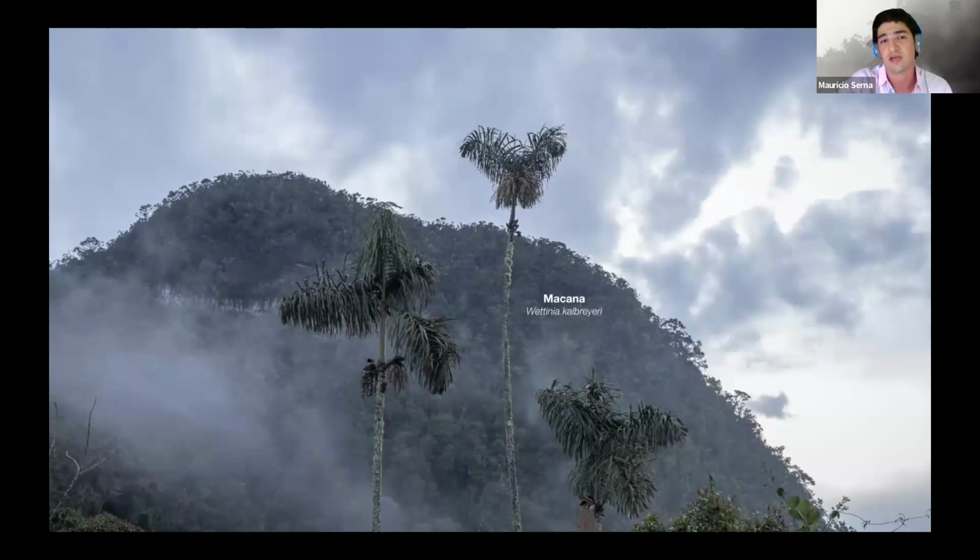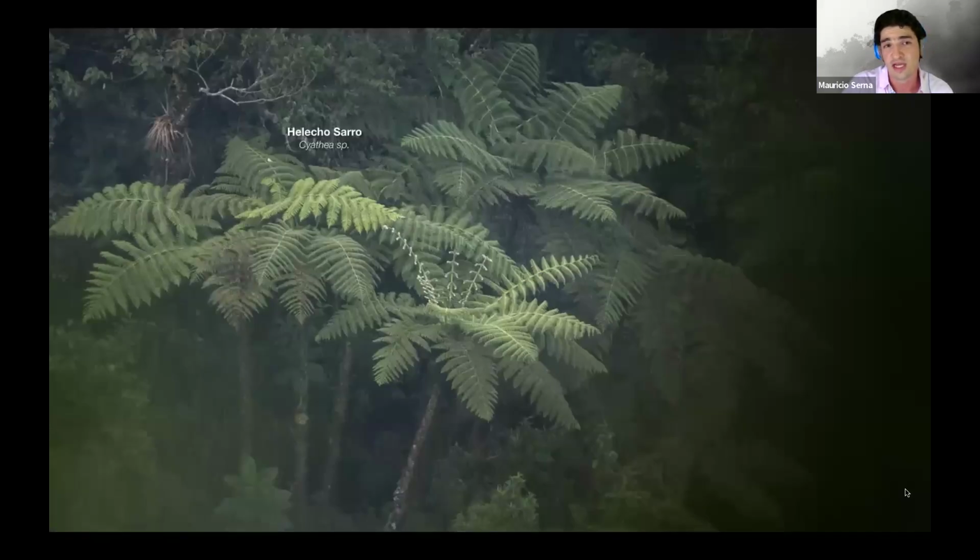And in El Globo, we have a huge forest of Macana, this Wettinia kalbreyeri palm. Go ahead, Dave. And the last plant that I'm going to show is actually a fern. It's called the helecho sarro, and it's also a really important species, one of the more ancient species that we have in El Globo, and it's really beautiful. We have a lot of patches of forest dedicated to this fern.